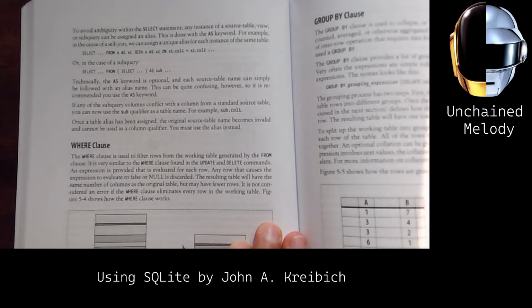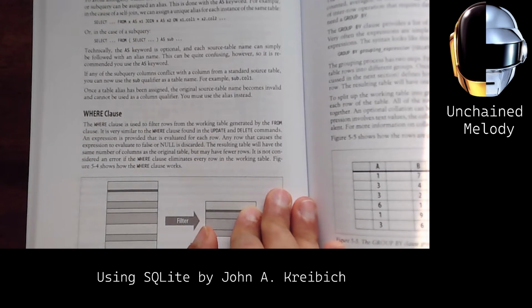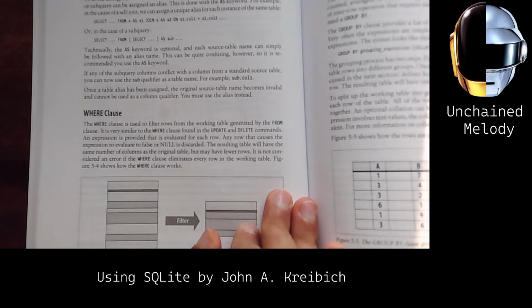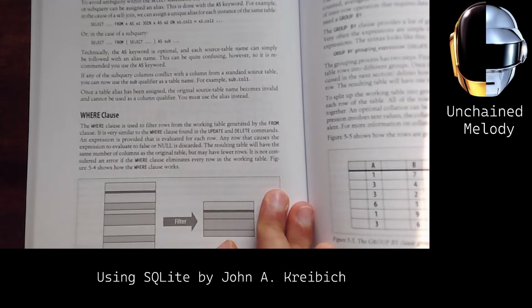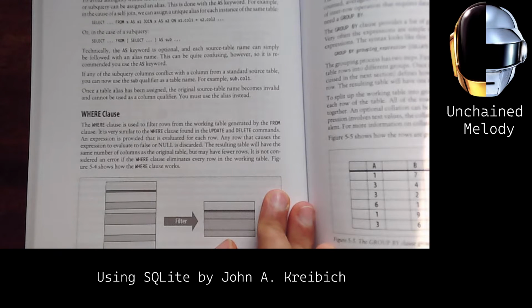Select from x as x1 join x as x2 on x1.column1 equal to x2.column2. Or in the case of a subquery, select something from (select ...) as sub. Technically, the as keyword is optional, and each source table name can simply be followed with an alias name. This can be quite confusing, however, so it is recommended you use the as keyword.